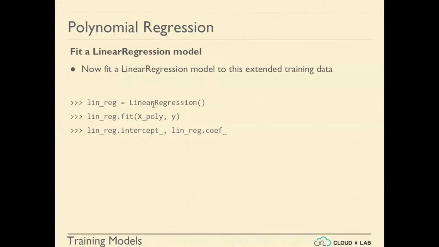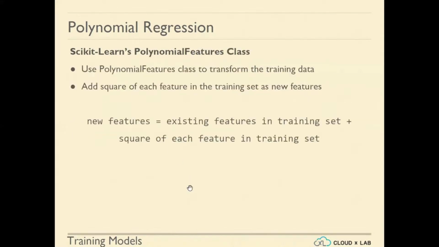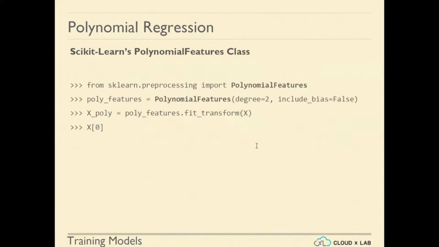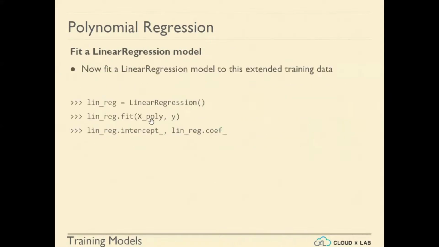Since now we will learn a linear model, we will use linear regression, and then we will fit on the newly created features. Here X_poly means all features. X_poly will contain the old features as well as the newly created features. So if degree is equal to 2, then X_poly will contain both the original features plus the degree 2 term features.